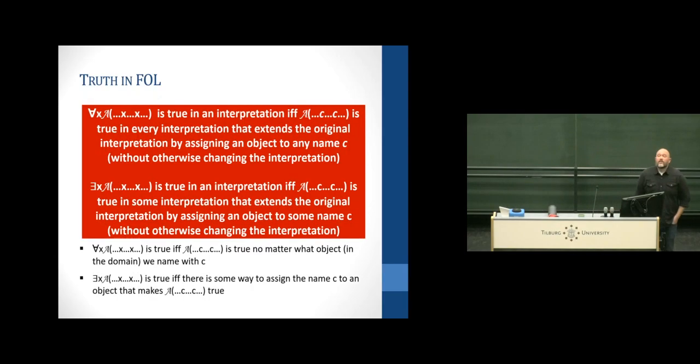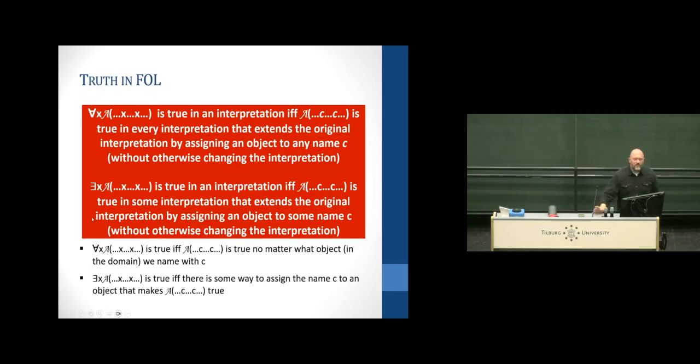We can then, using that terminology, give a strict definition of when universal and existential quantified sentences are true or false. We'll say for all x, Ax is true in an interpretation if and only if the substitution instance Ac is true in every interpretation that extends the original by assigning an object to any name c. This is the same thing we talked about, just in slightly more flowery language a second ago.